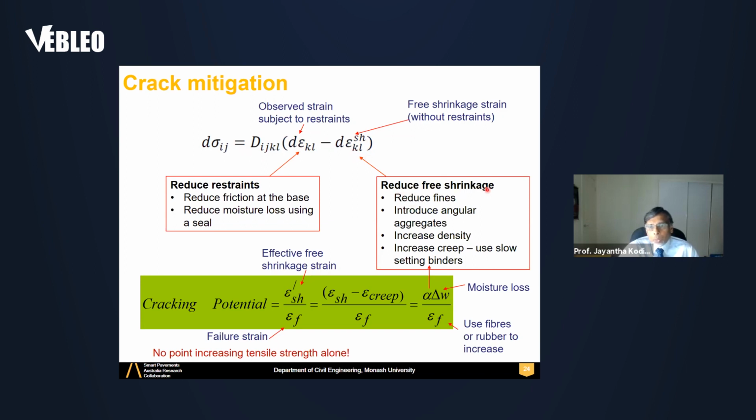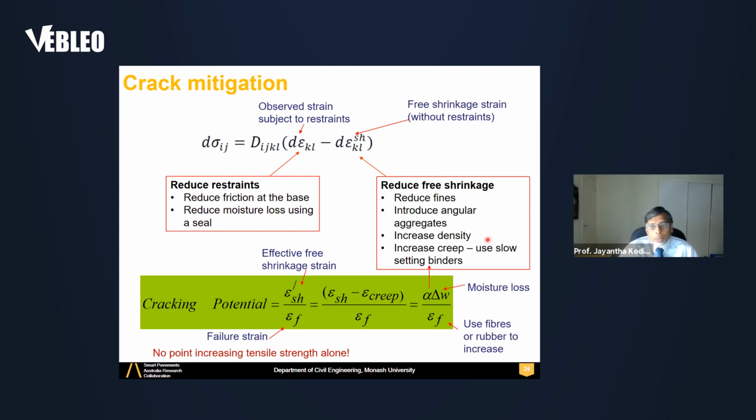So how to reduce free shrinkage? You can reduce fines, because fines are the ones which shrink. Large particles like sands and gravels, aggregates, they don't shrink. So reduce fines, or use less shrinking swelling fines, or introduce angular aggregates. They will interlock and stop shrinkage.